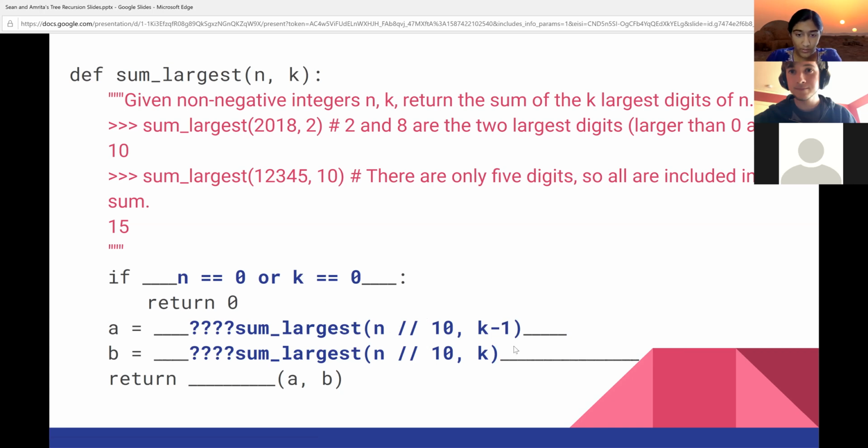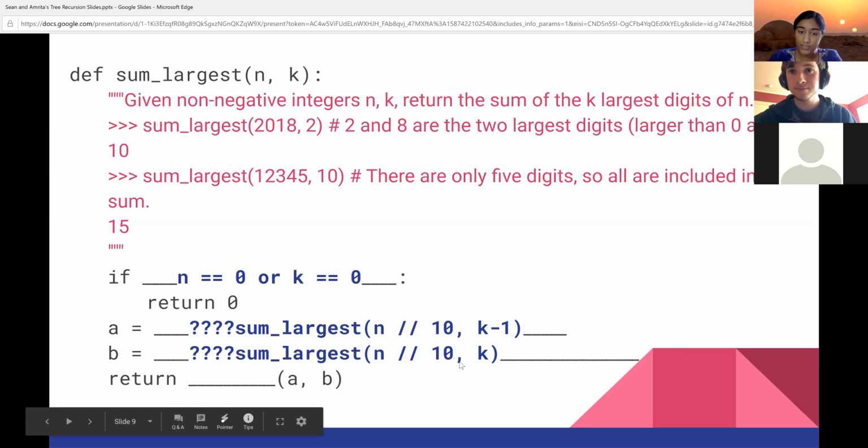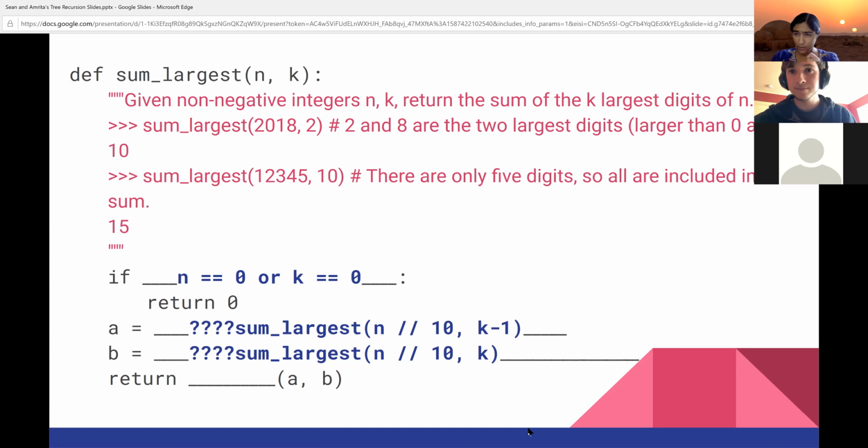Fantastic. So now if we take a look at the next call, we're still breaking down n to be n floor divided by 10, but now we're not using the last digit. So that means that we can keep this value k to be the same. We don't have to reduce it by 1. Any questions so far on how we're breaking this down into two cases?